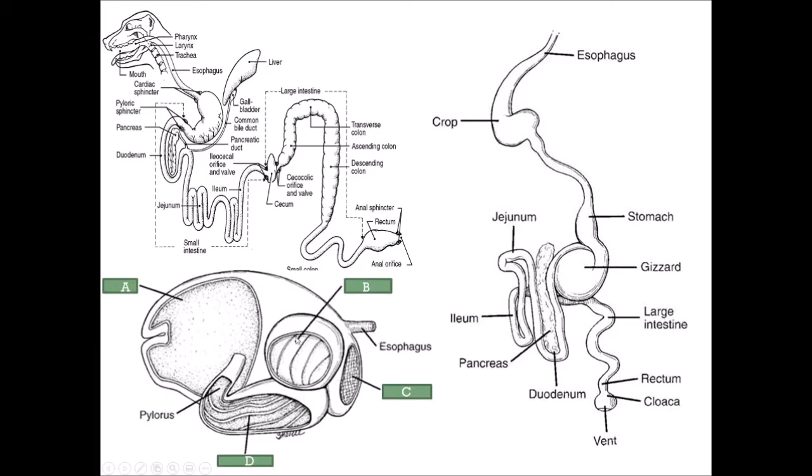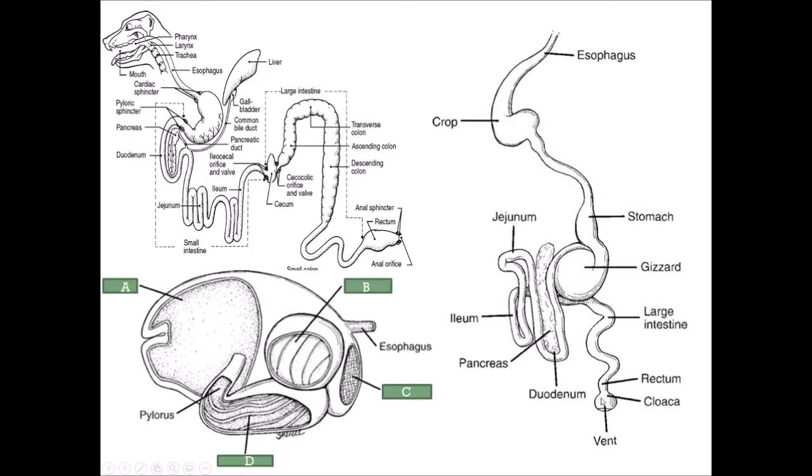In the bird, we have the esophagus coming down to the crop, going into the proventriculus or the stomach, the gizzard, then the duodenum with the pancreas, the jejunum, the ileum, the large intestine with a rectum, and ending in the cloaca, which also receives from the urinary system and the reproductive tract.